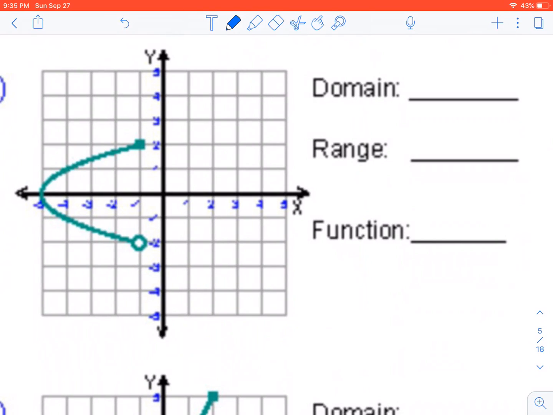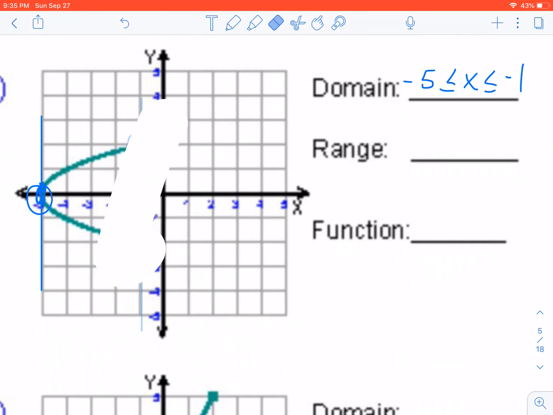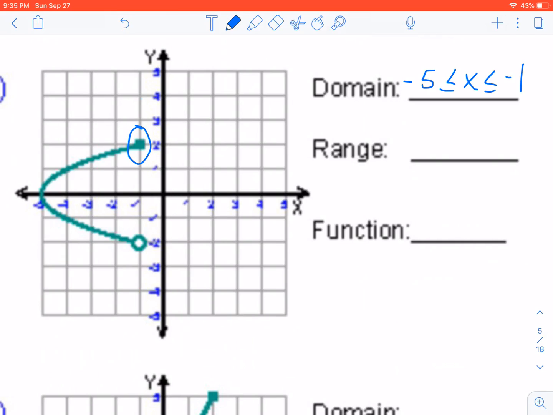Now let's look at this one. Domain, again, is x. The farthest to the left it goes is -5. The farthest to the right it goes is -1. Right here. -5 to -1. Now, solid line here, so it's less than or equal to. Solid here, but it's open there. Well, it still touches right here, so it's still less than or equal to, because it does actually hit -1 at that one point right here.